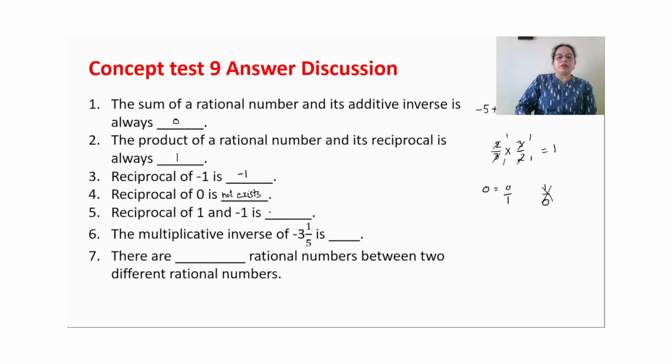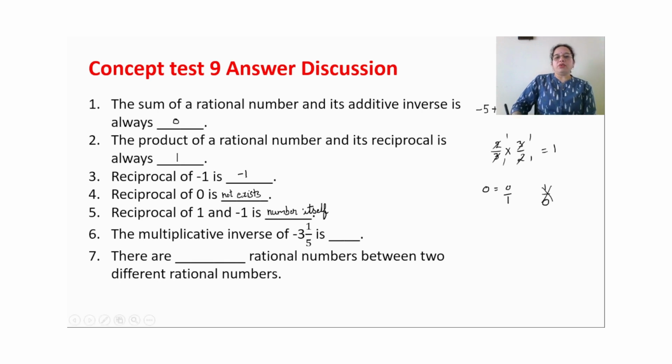The reciprocal of 1 and minus 1 is the number itself. Reciprocal of 1 is 1, reciprocal of minus 1 is minus 1. So together we can say that the reciprocal of 1 is the number itself.